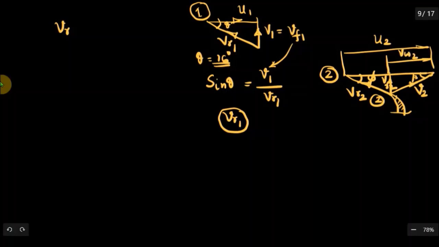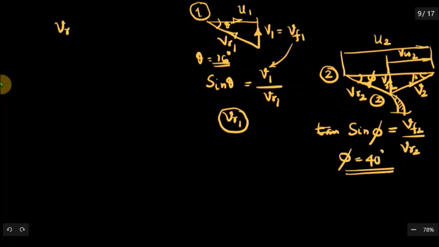So I need not repeat that. This is a triangle, so you can easily find out VR2. Let us say you take tan phi. Better you take sin phi, that is easy for you, I think. Sin phi is equal to VF2, opposite side by hypotenuse, which is VR2. VF2 is 3.027 and phi is 40 degrees. So sin 40 is equal to 3.027 divided by VR2, and from that you can easily find out VR2.